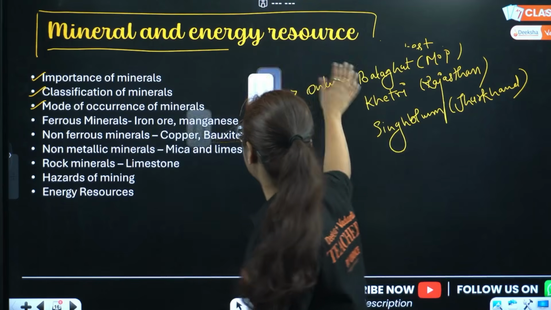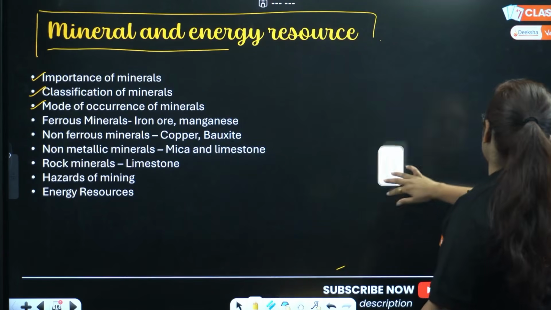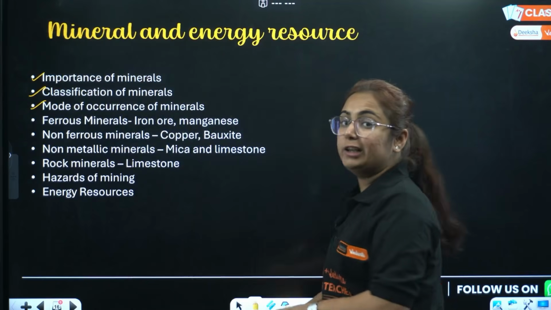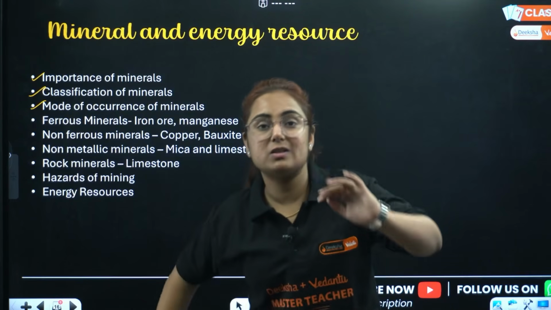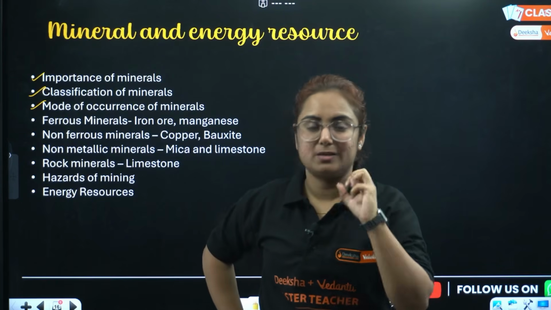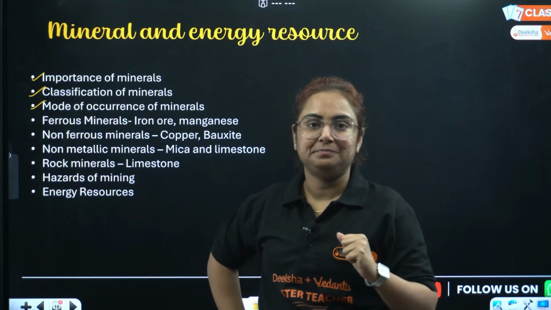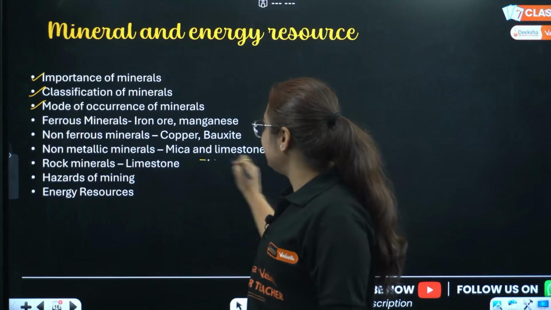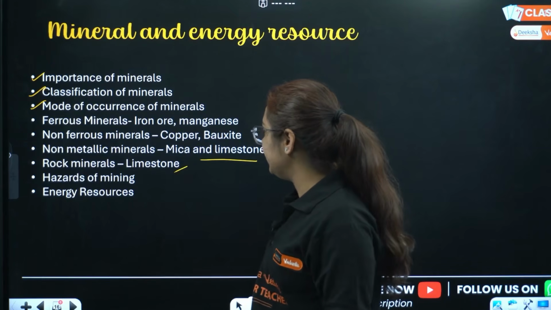Aluminium smelting is done with the help of bauxite because it is the ore of aluminium. And if I talk about aluminium, why is it important? Because it is the best alternative to iron: light, malleable, ductile. Getting my point? Okay, widely used. Mica and limestone, you have to study this.